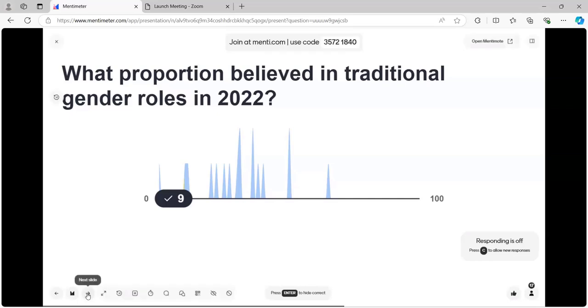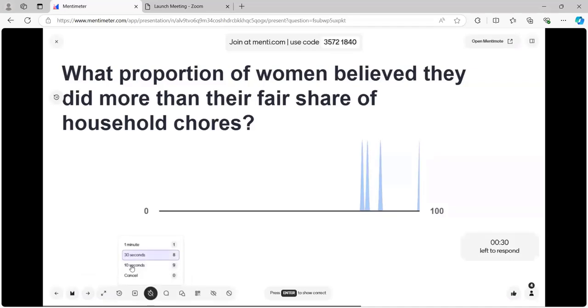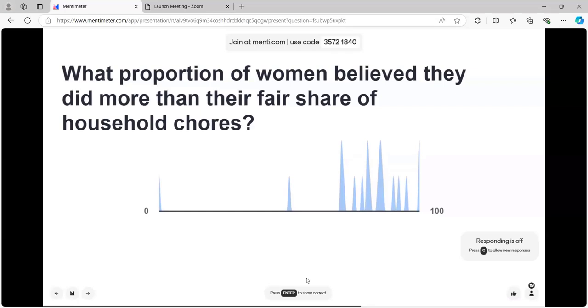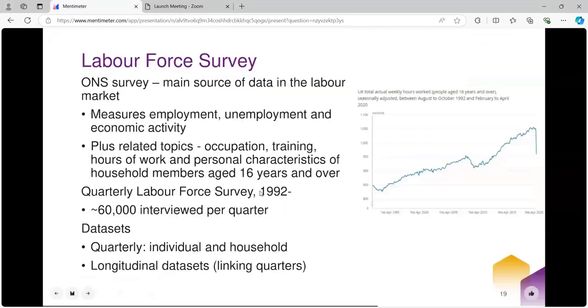But that isn't the only question that's asked. Another question that's asked is what proportion of women believe they did more than their fair share of household chores? And again, I'll give you 30 seconds to get this in. So the question is, are you a realistic bunch or are you pessimistic? The answer is you're probably a bit pessimistic, most of you, 63%, which is slightly less than I thought as well. So that was the British Social Attitudes Survey. It tends to get quite a lot of coverage in the news on its headline topic. It's kind of designed that way.